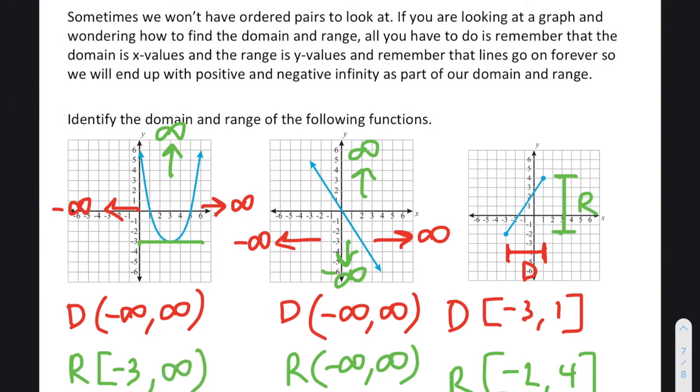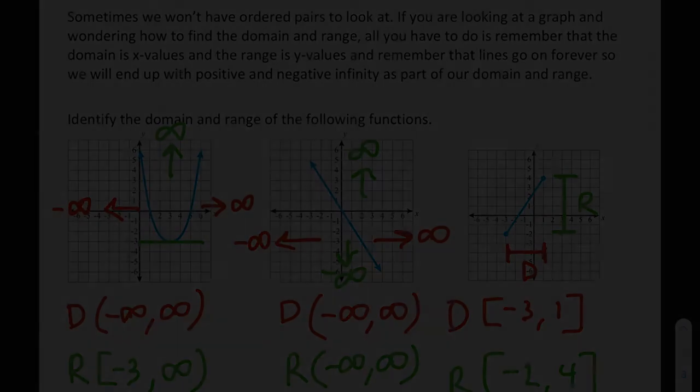So in this case, we have a domain that is any number x from negative infinity to positive infinity, and then the range, though, is bound on one side by that negative 3, but goes to positive infinity. Okay, so I think that's it.